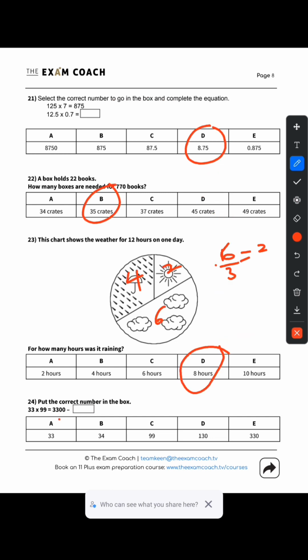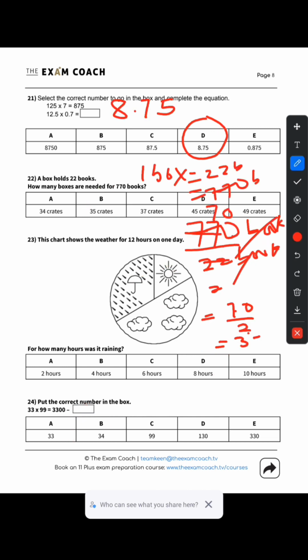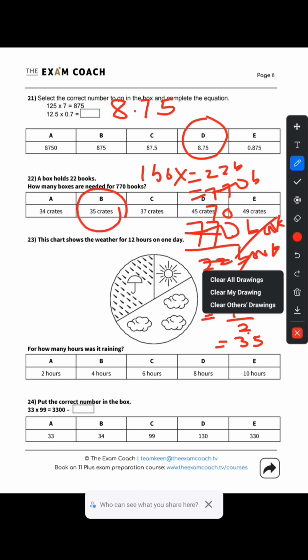What's the correct number in the box? 33 times 99 equals 3,300 minus dash. Okay, so 33 times 99 means 33 in 99 places. 3,300 was gotten by saying 33 times 100. So 33 times 99, I want to look at how we can equate 33 times 99 to 33 times 100. 33 times 100 means you're adding up 33 in 100 places. So to make it 99, you will remove one 33. So that will be minus 33. So what will be here should be minus 33. When you do 33 times 99 and you do 3,300 minus 33, you get the same answer. So that means you need 35 boxes, 35 crates to hold the books. And that will be the answer.